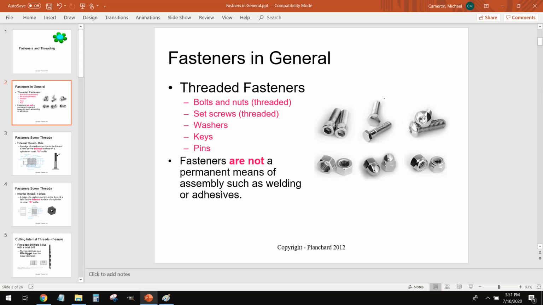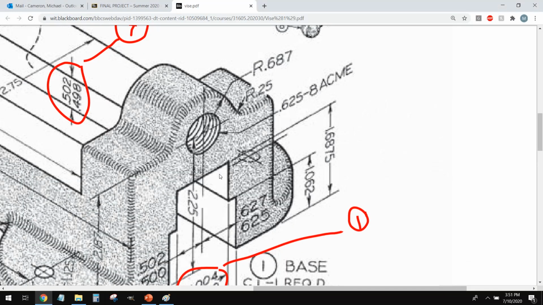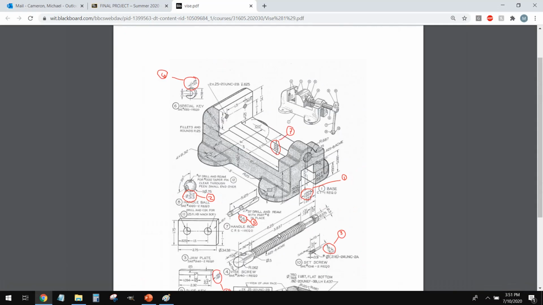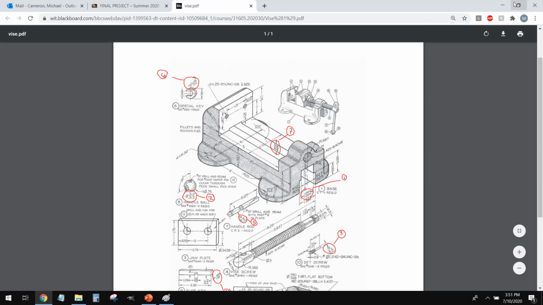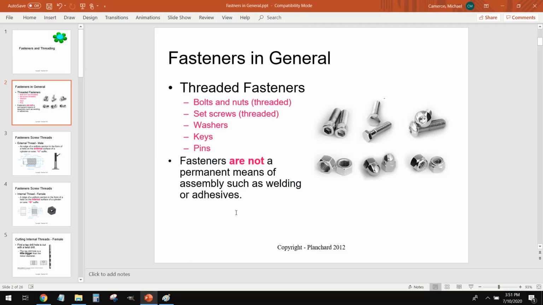Secondly, we use threads for transmitting power, which is what we're actually using them for in this vice screw. We're transmitting motion energy to create the actual clamping motion. And we have different types of threads for each of those. And we're going to talk about those.